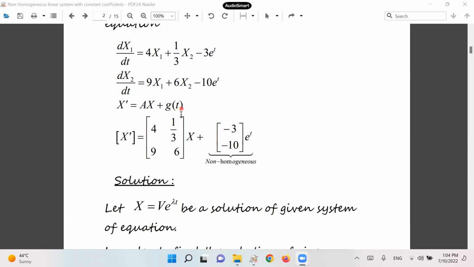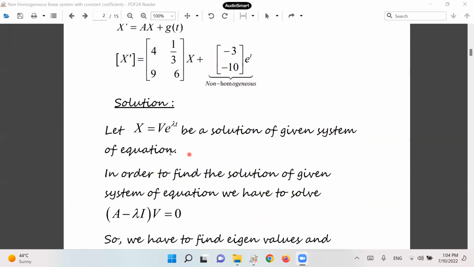We represent them by g(t), and A is the matrix of coefficients 4 and 1/3, 9 and 6. So this becomes the matrix A, and g(t) is the non-homogeneous term here. We are going to find the solution by supposing that x = v e^(λt), where v is the eigenvector and λ is the eigenvalue, and we suppose that this is the solution of the given system of equations.